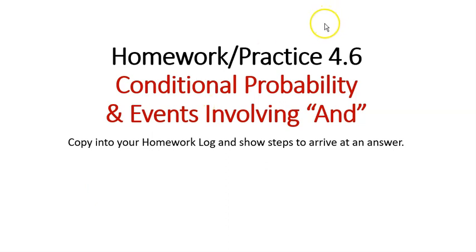Now in section 6 of unit 4, we'll be doing the other part of conditional probability in which we're using the "and," and you may recall the "and" is tied into intersection. All right, let's go on to our examples.